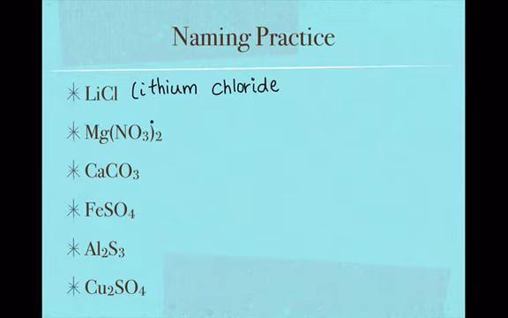Then we have Mg. Mg is magnesium, not a transition metal. I don't have to worry about doing Roman numerals. But then I have this thing here. My cue is I have more than one capital letter. So what you're going to do is go to the back of the periodic table. You're going to look under the anions list for NO3, and you're looking for whatever falls in parentheses. So with NO3, you're going to see that it's nitrate.